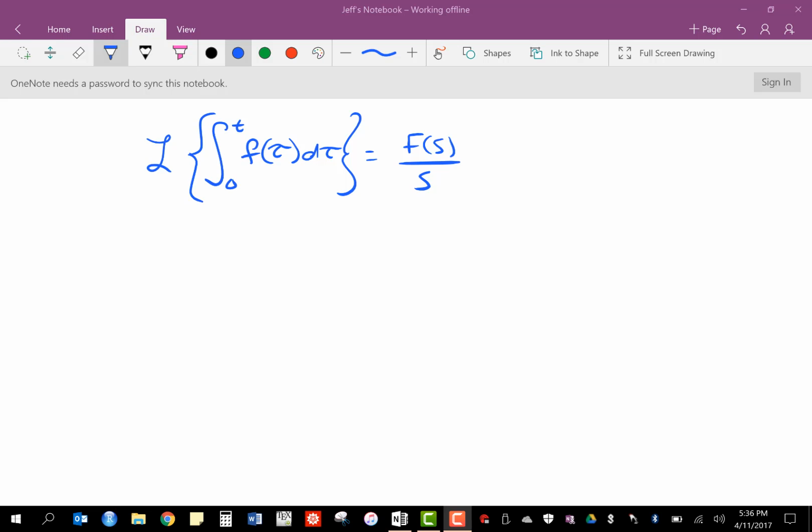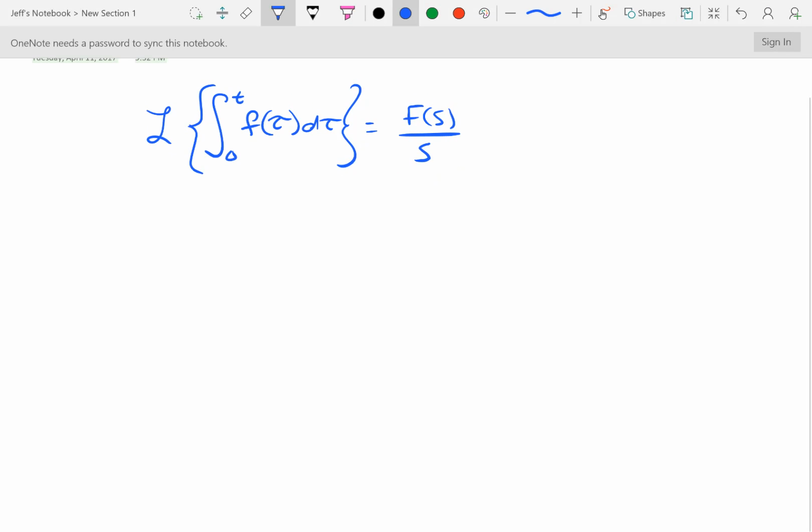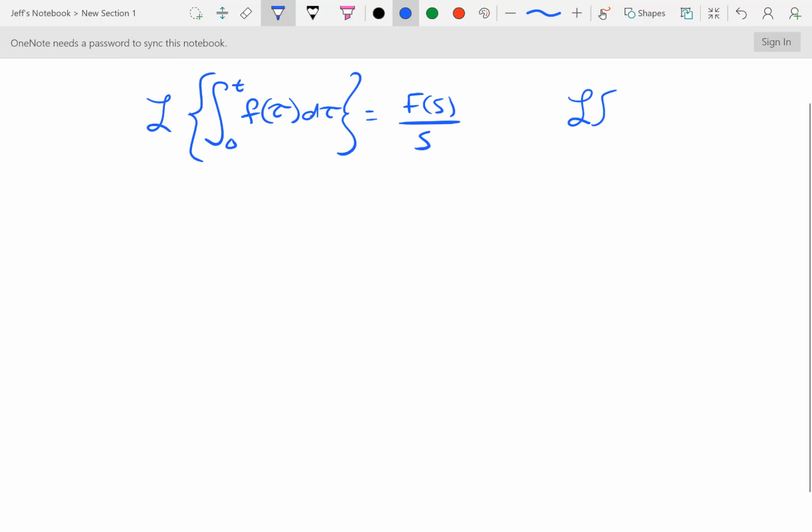We would like to look at the proof of this Laplace transform. It is the Laplace of the integral from 0 to t of f of tau d tau, and that is going to be equal to F of s over s, where I would ask you to recall that we're saying that the Laplace transform of f of t is equal to capital F of s. That is the notation that we always come back to.